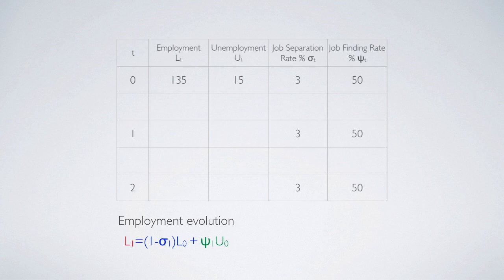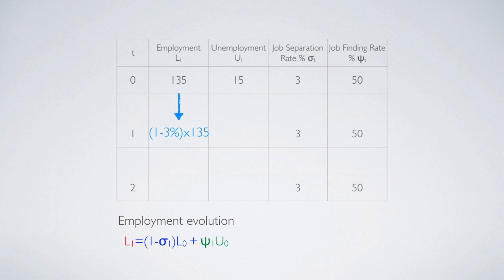And we assume that the job separation rate, which is the probability of job separation, sigma, is 3%, and the job finding rate is 50%. Therefore, we first calculate the employment on day 1, which will come from those from day 0 that stay put in employment, which means that 1 minus 3% of those people will stay put in employment. So we have 1 minus 3% times 135.